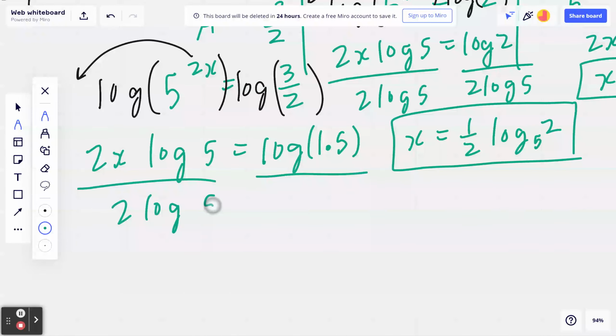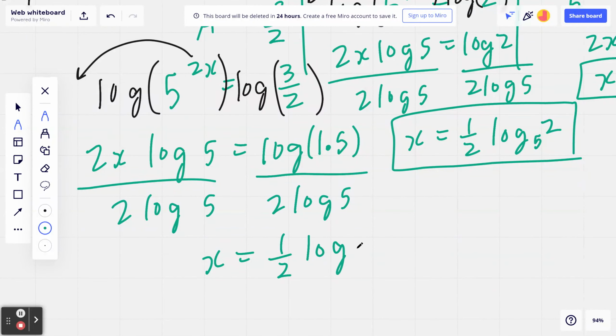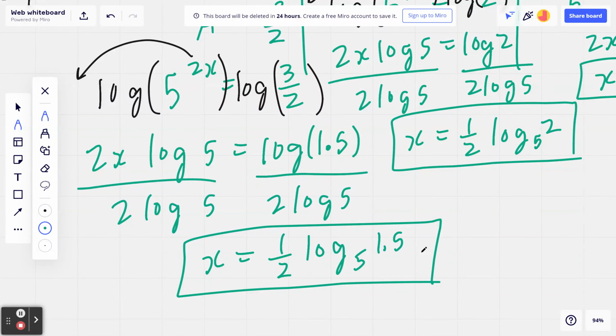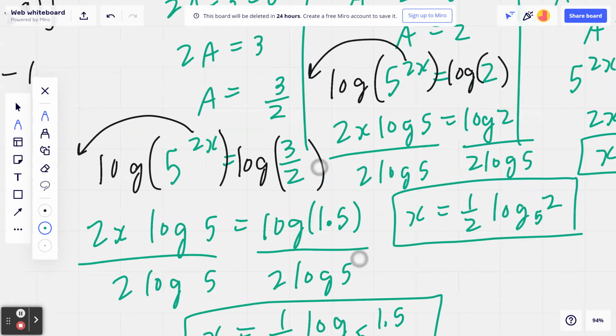The opposite of multiplying by 2 log 5 is to divide by 2 log 5. So I would say, again, the answer here is going to be half log base 5 of 1.5. And of course, you can write down 3 over 2, using the change of base. Now, I'm not going to pick up the calculator and double check this one, but I believe this is right. And if it's not correct, you can comment below or you can contact me.